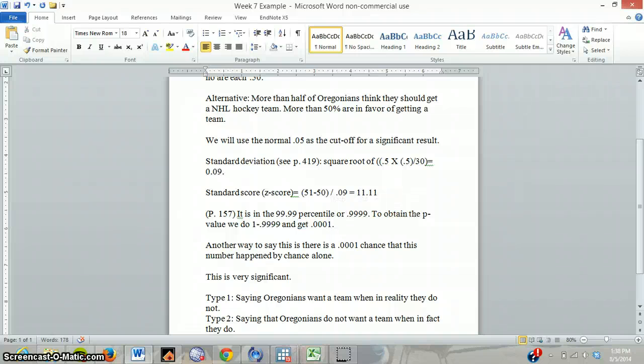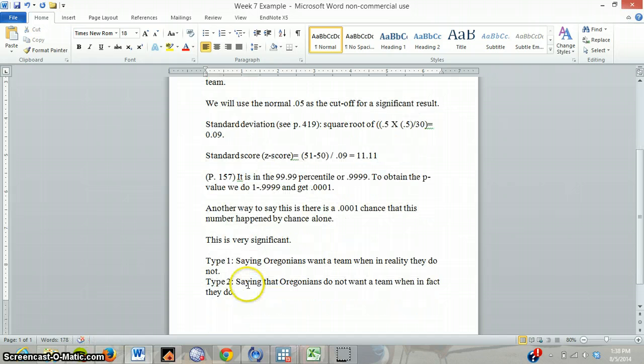There are a lot more nines involved, but I just rounded it. So our p-value, or the probability that this happened by chance alone, was less than 1%, which is very significant. Another way to say this is there is a very small chance that this number happened by chance alone. So my study found, rightfully so, being biased, liking hockey, that Oregonians want an AHL hockey team. If anyone has any questions on that, please send me an email.